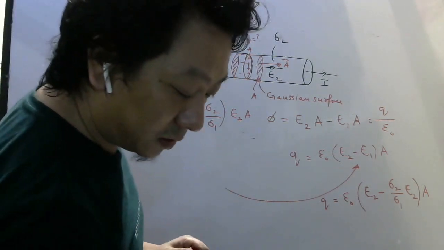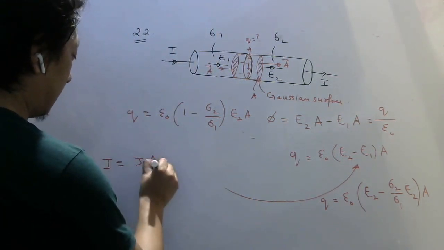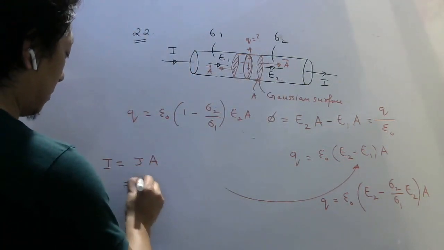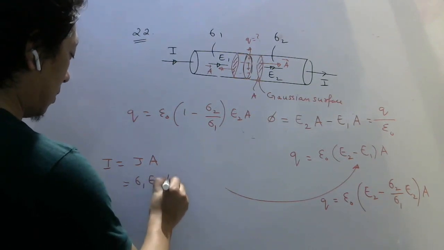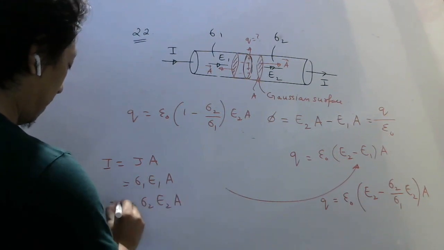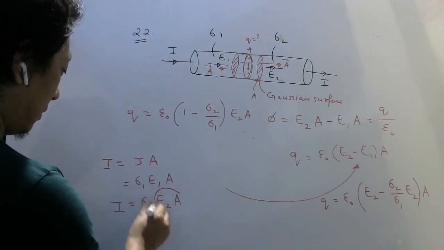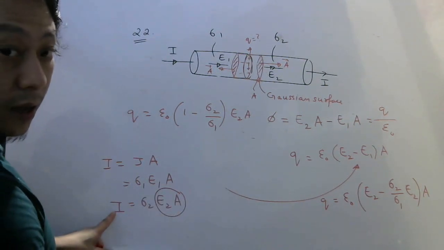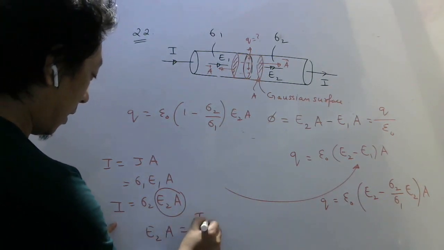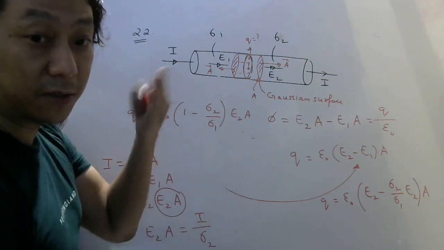Now how can I write E2 into A in terms of current? Because the option has it in terms of current. Now what is current equal to? J into A. J is same everywhere. So I can write J as sigma 1 into E1, or I can also write sigma 2 into E2 into A. So since I have E2 into A, I can write this E2 into A as I divided by sigma 2.